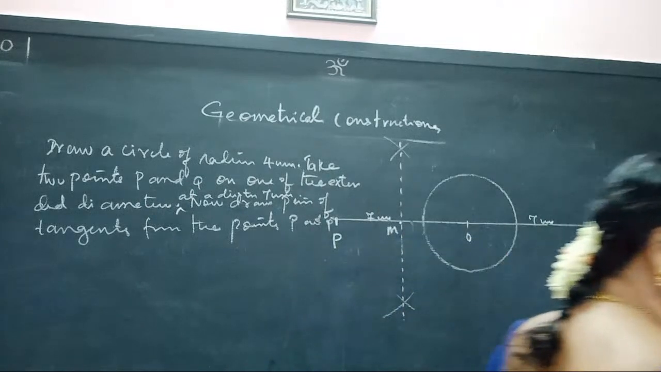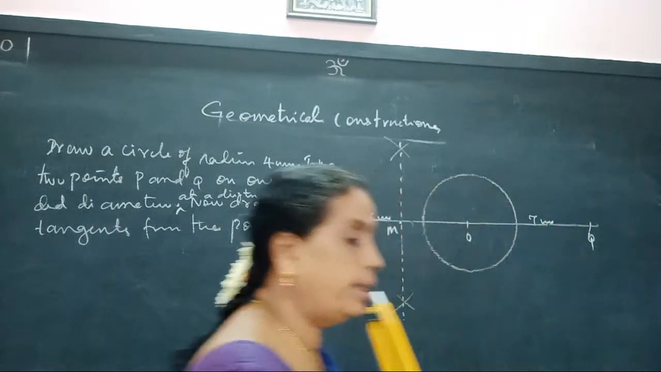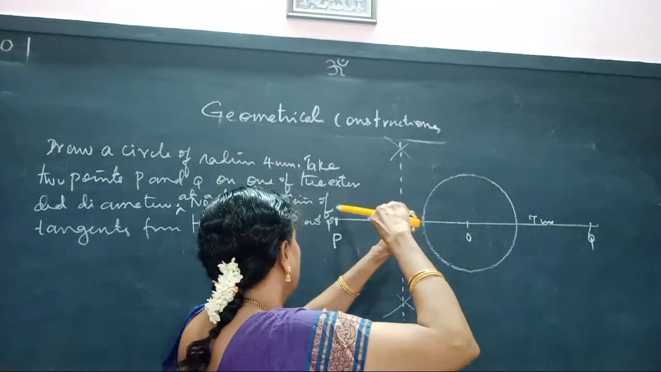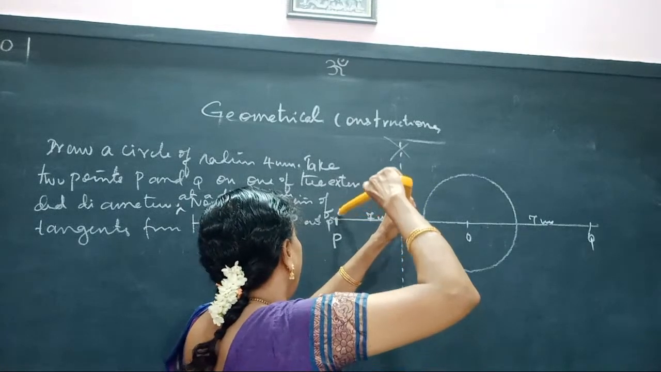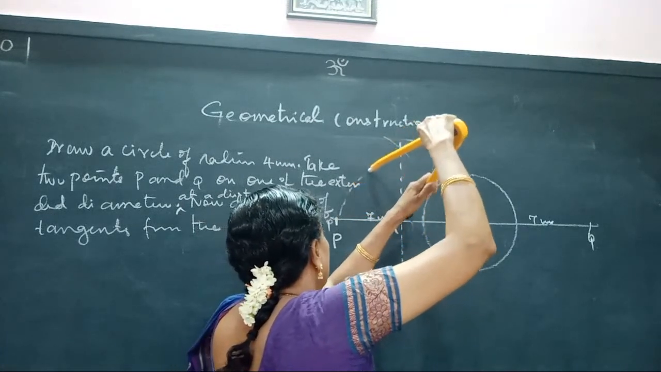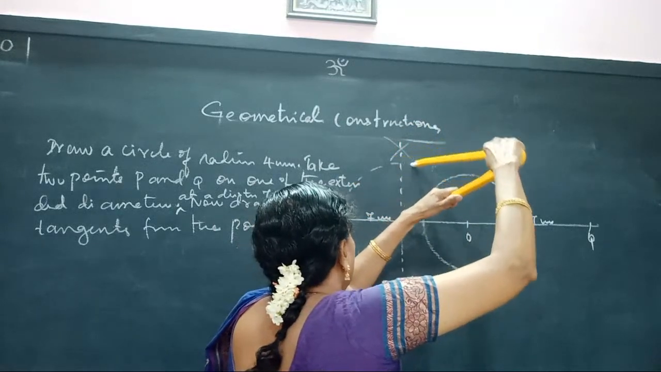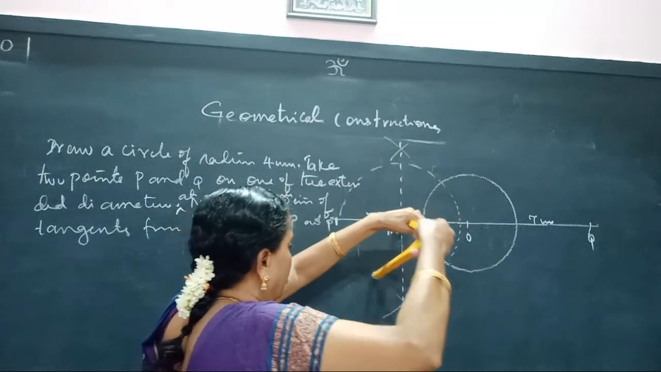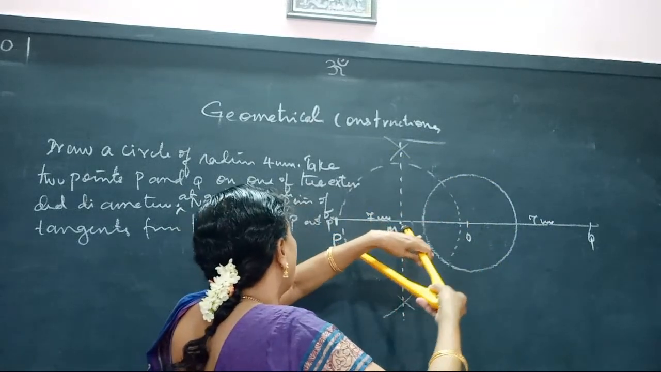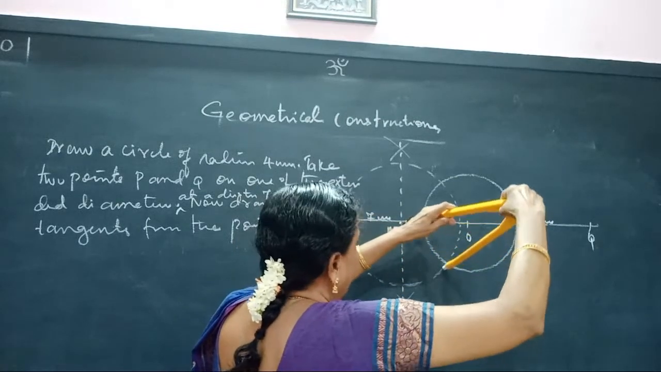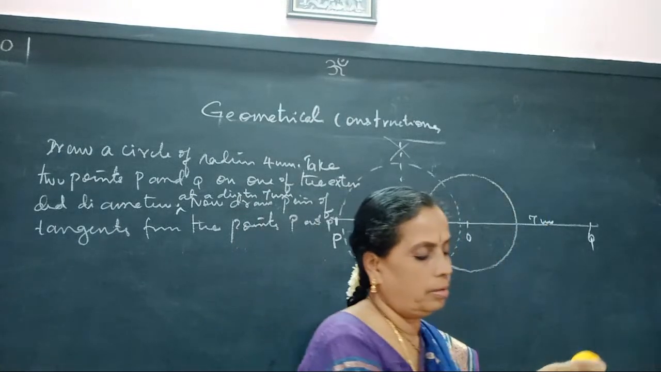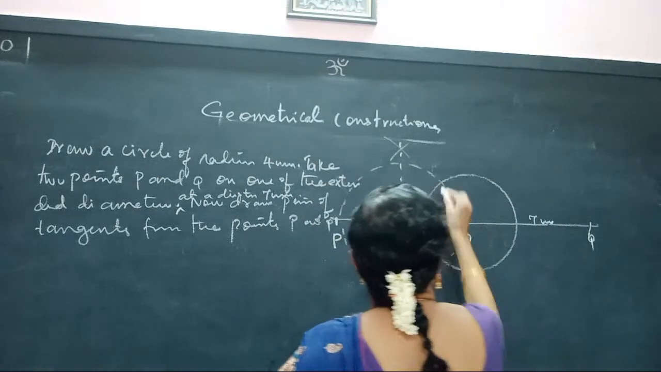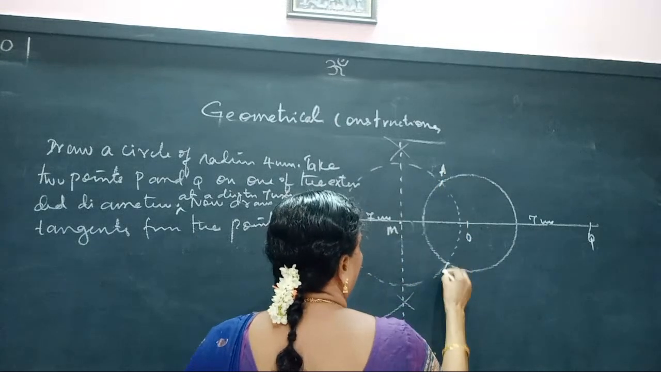Now with M as center, MP as radius, draw a dotted circle like this, intersecting the given circle in two distinct points. So you have to tighten up your compass, otherwise it won't follow you. A and B.